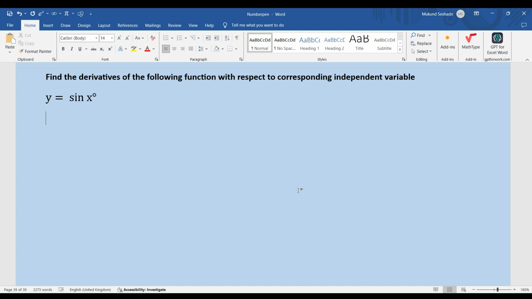So if x is in degrees, then we have an opportunity to apply the chain rule of differentiation here. So we do d by dx of sine into d by dx of x in degrees, right? But before that, let's convert it into radians, right? I know my 1 degree in terms of radians. So let's write that out.